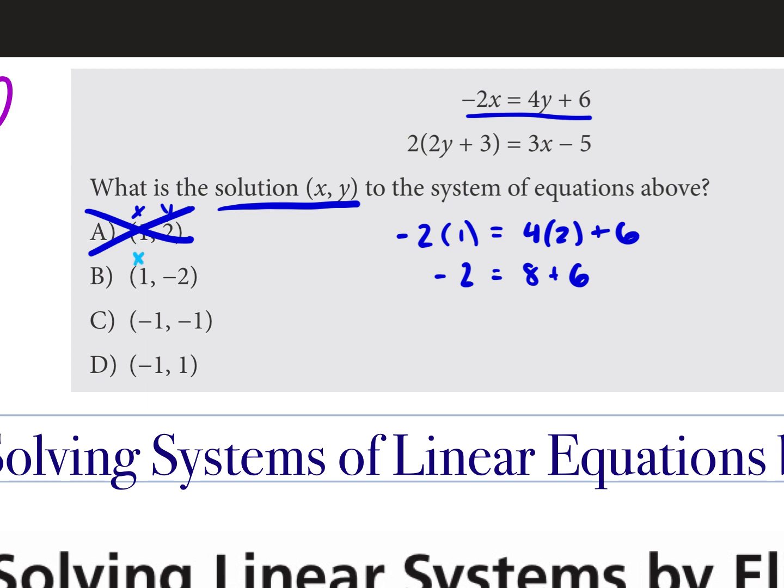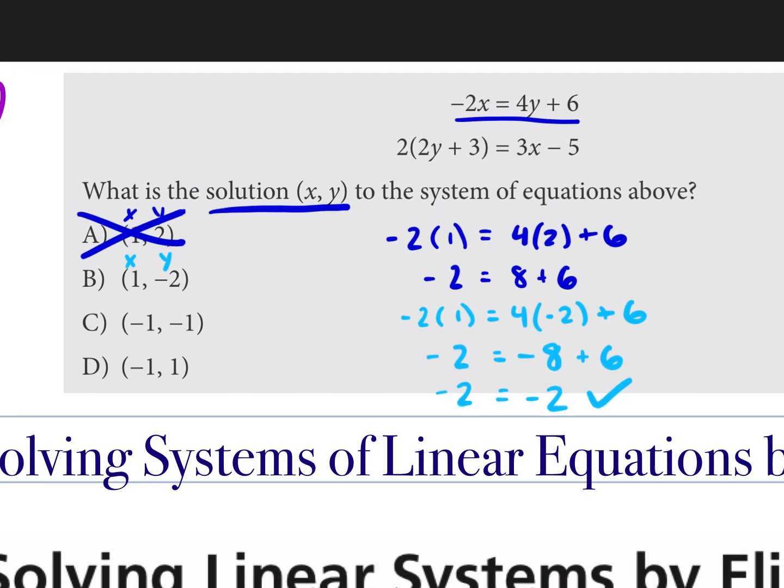Let's check B. What am I going to plug into x? 1. What am I going to plug into y? Negative 2. So let's try that. I have negative 2 times 1, which is equal to 4 times negative 2 plus 6. So this is negative 2, which is equal to, what's 4 times negative 2? Negative 8. And what's negative 8 plus 6? So is negative 2 equal to negative 2? Is that true? Yeah. So it works in the first one, but we also have to check the second one and see if that works.